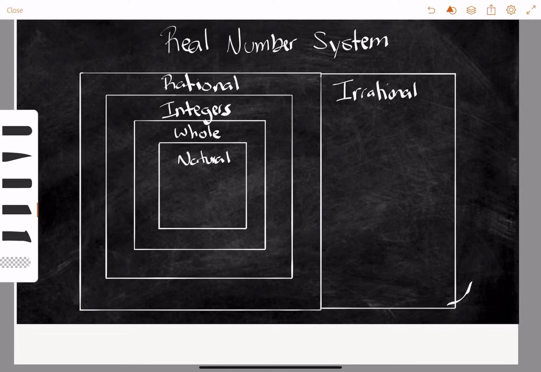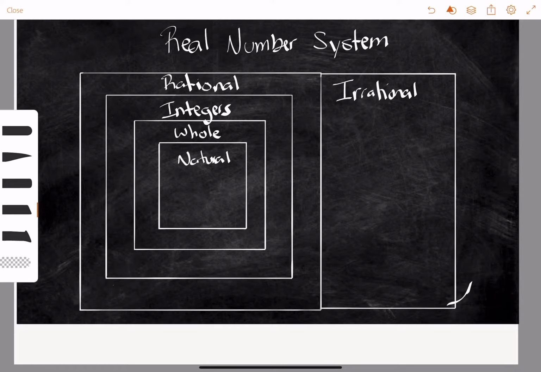So the reason why I have nesting squares here is because every natural number is also a whole number, is also an integer, is also a rational. But not every rational number is an integer or a whole number or a natural number. And then irrational numbers are kind of just out on their own. They don't have any subcategories.